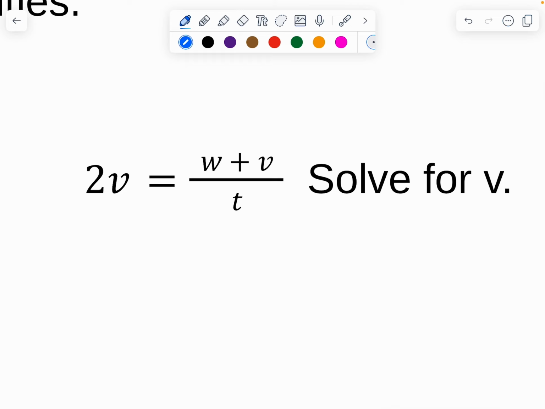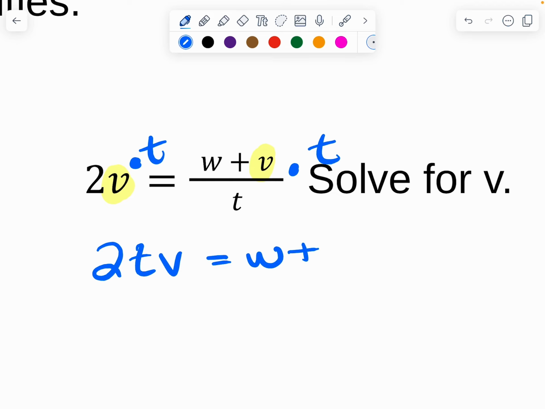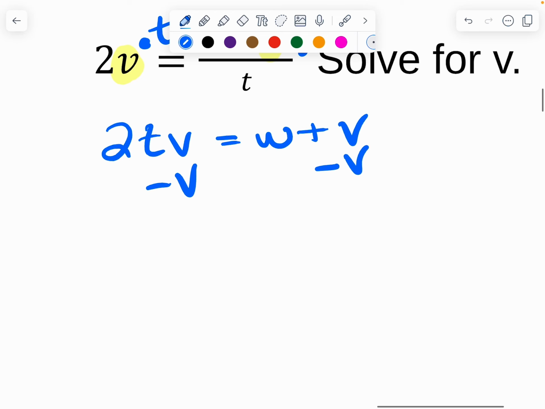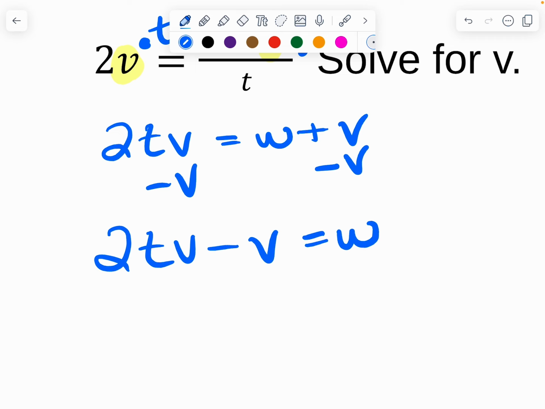So as I look at this right now, I have a v here and a v here. Well, first things first, I have to get rid of this fraction. We don't want fractions. So I'm going to multiply both sides of the equal sign by t. So I'm going to actually do tv just because it's funny. Okay, so I have to have the v's on the same side of the equal sign. So I'm going to subtract v to the other side. So 2tv minus v equals w.